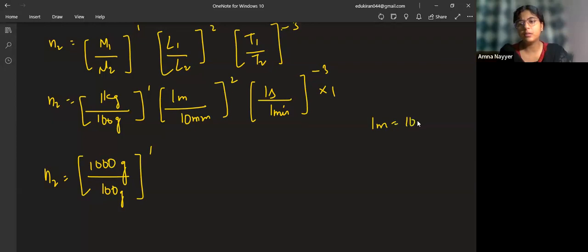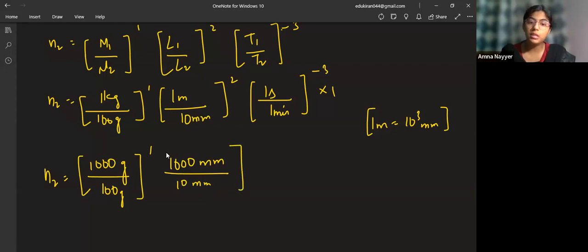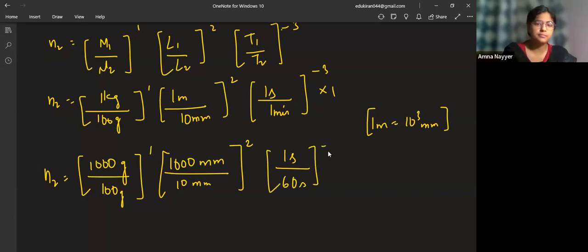1 meter is equal to 10 to the power 3 millimeters. So this becomes 1000 millimeters by 10 millimeters to the power 2 is there. 1 second by 1 minute. 1 minute we'll convert. That is 60 seconds to the power minus 3.